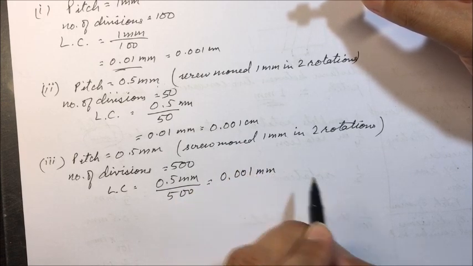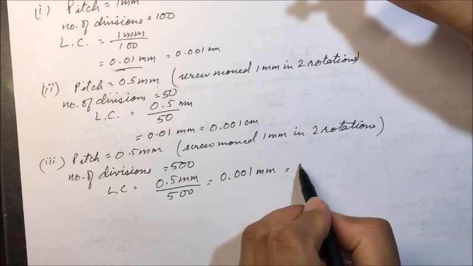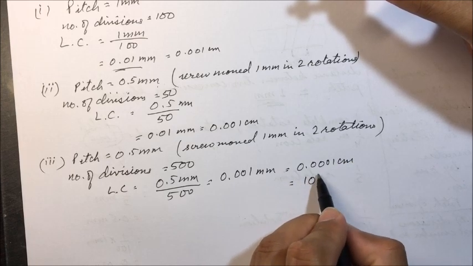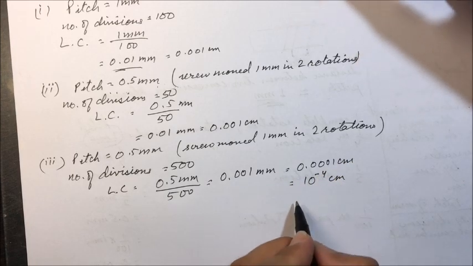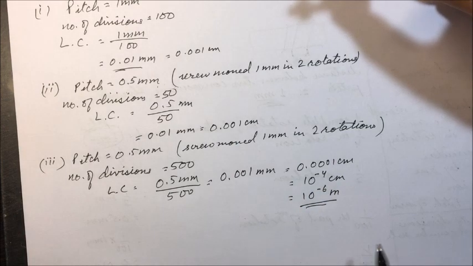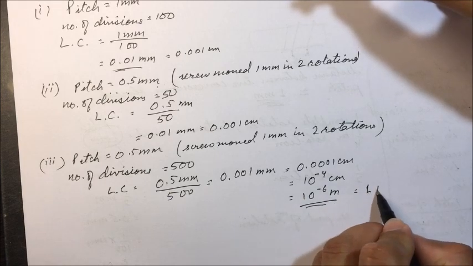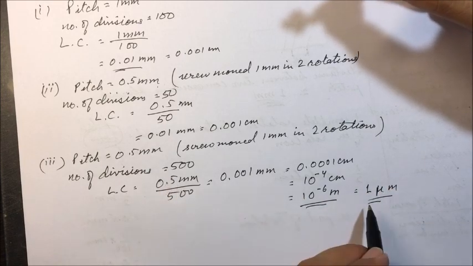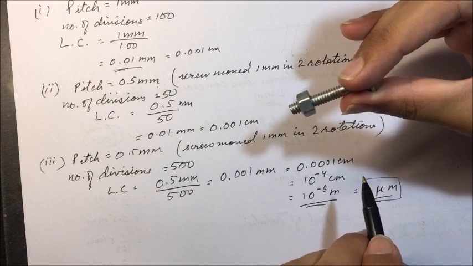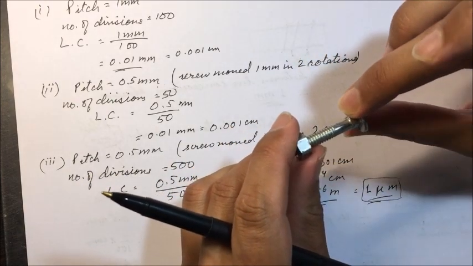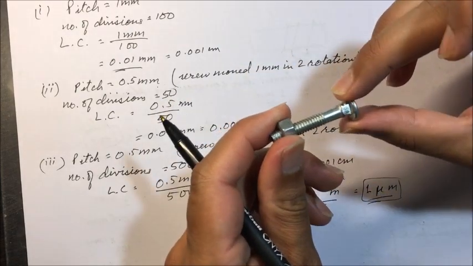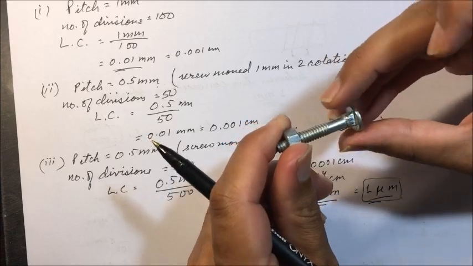0.001 mm, or in centimeters it will be 0.0001 centimeter. That is 10 raised to power minus 4 centimeter. In meter it will be 10 raised to power minus 6 meter, or we can say 1 micrometer. So its least count is 1 micrometer, and if this case is used in a screw gauge, then the screw gauge will be called a micrometer screw gauge. When the least count is 1 micrometer, that screw gauge is called a micrometer screw gauge.